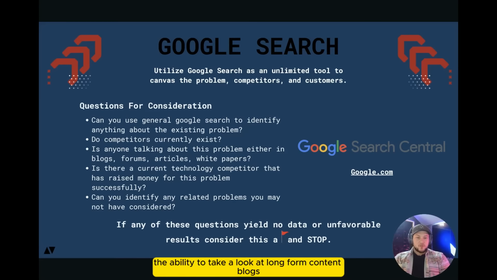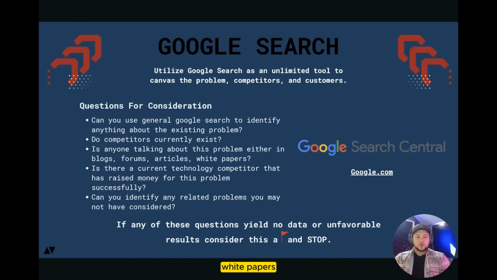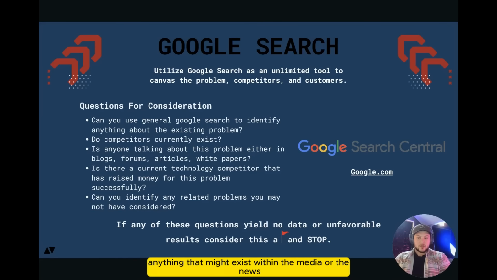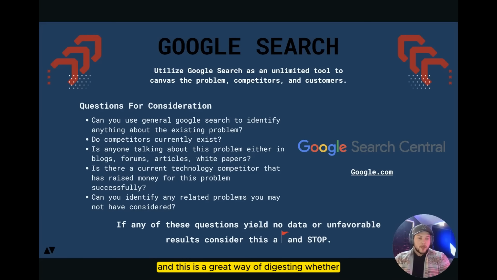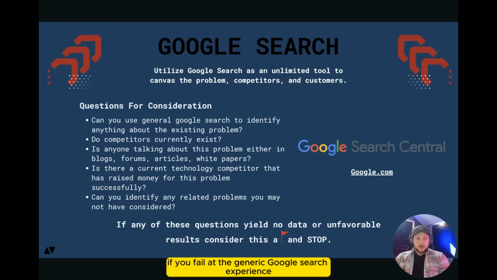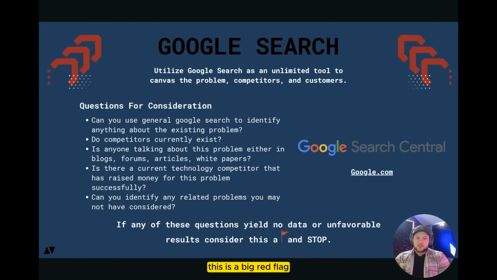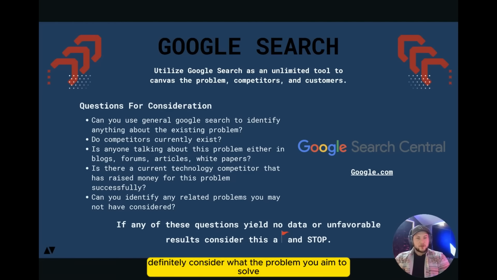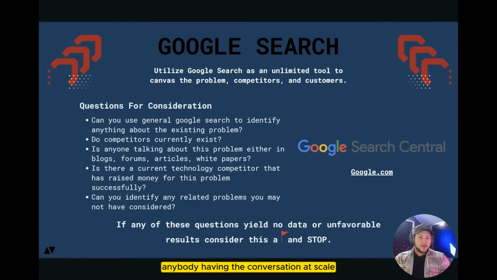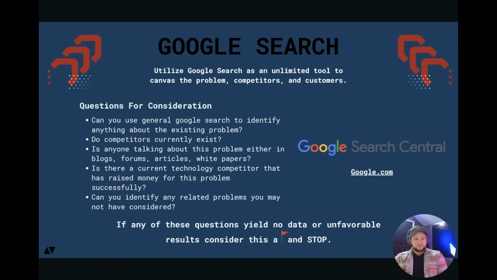This is also going to give you the ability to take a look at long form content. Blogs, forums, articles, white papers, anything that might exist within the media or the news. And this is a great way of digesting whether the problem that you think exists actually does. If you fail at the generic Google search experience, this is a big red flag. Definitely consider whether the problem you aim to solve is worth it if you can't find anybody having the conversation at scale around the problem and solutions that may or may not exist.